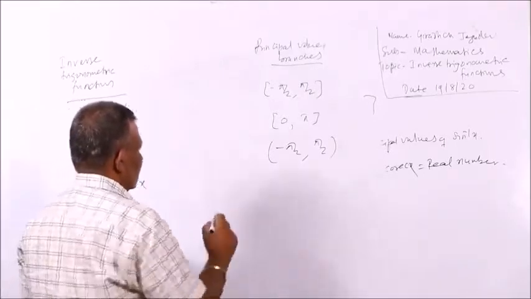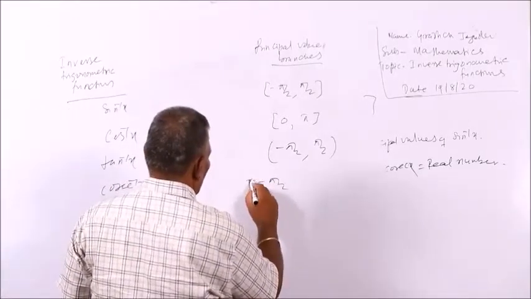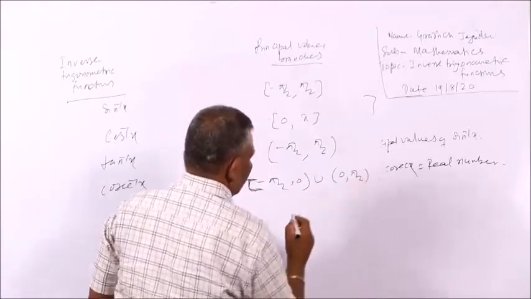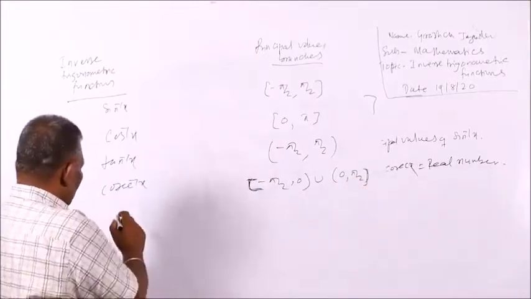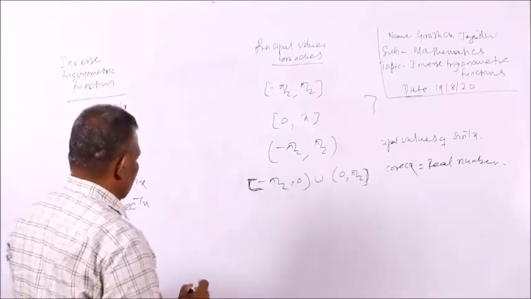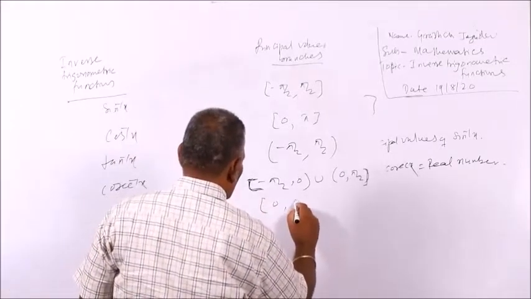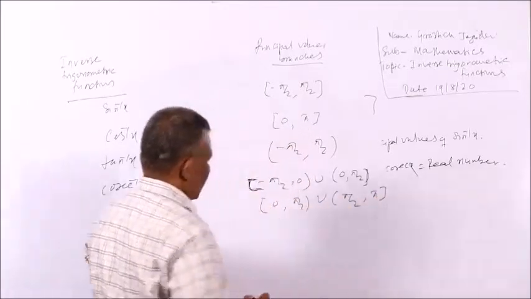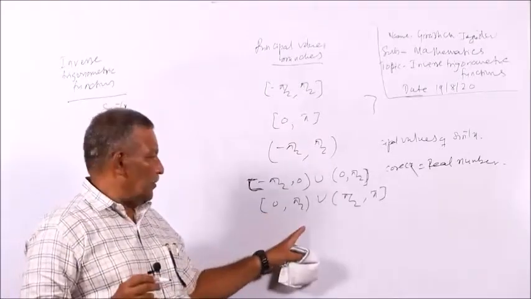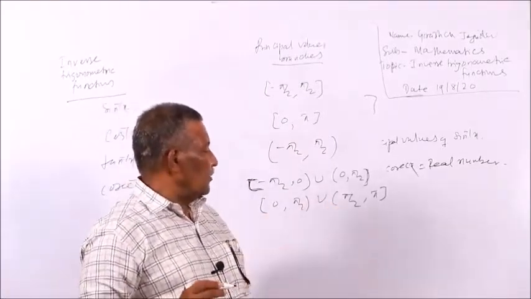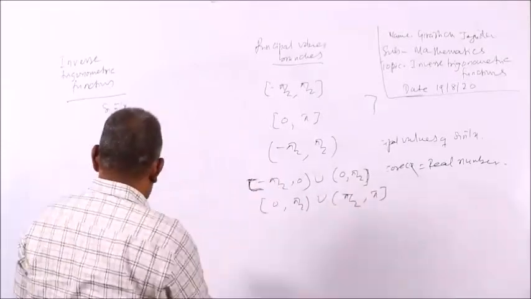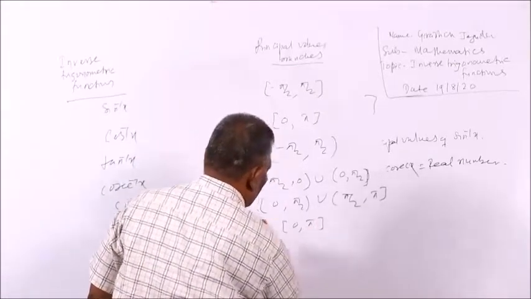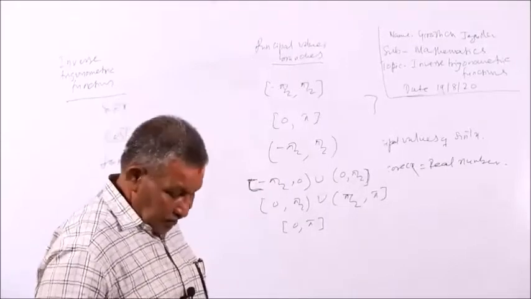Then cosec inverse x, closed interval -π/2 to 0 union 0 to π/2. Similarly, sec inverse x, 0 to π/2 union π/2 to π, half closed half open interval 0 to π/2 union half open half closed interval π/2 to π. Lastly, cot inverse x is from 0 to π. All these are principal value branches of the inverse trigonometry functions.